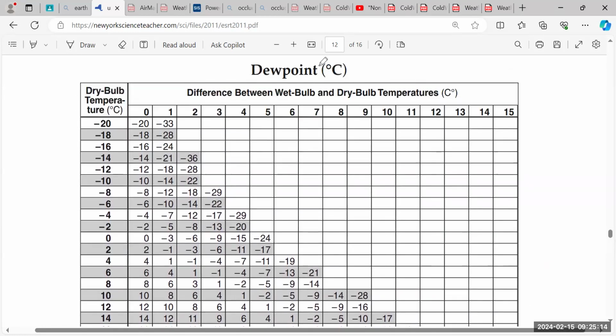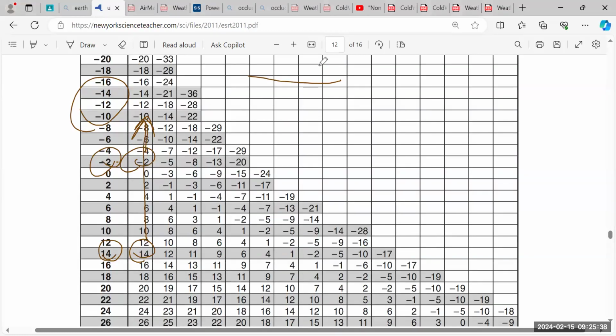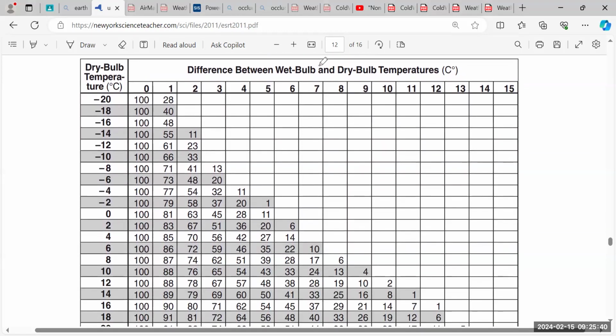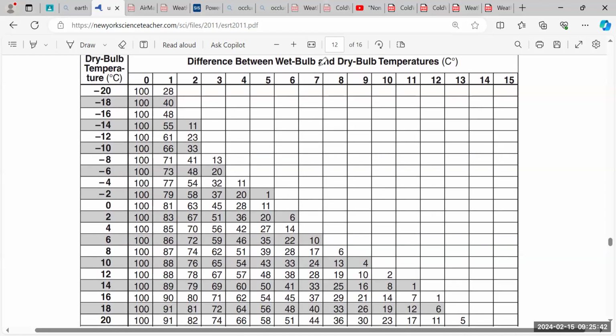If you see here, when the dry bulb temperature and the dew point temperature are equal to each other, the difference between the wet and dry bulb is always 0. Dry bulb is 2, dew point is 2, difference is always 0. Look what happens to your relative humidity when the difference between the wet and dry bulb is 0. 100% of the time, your relative humidity is going to be 100%.